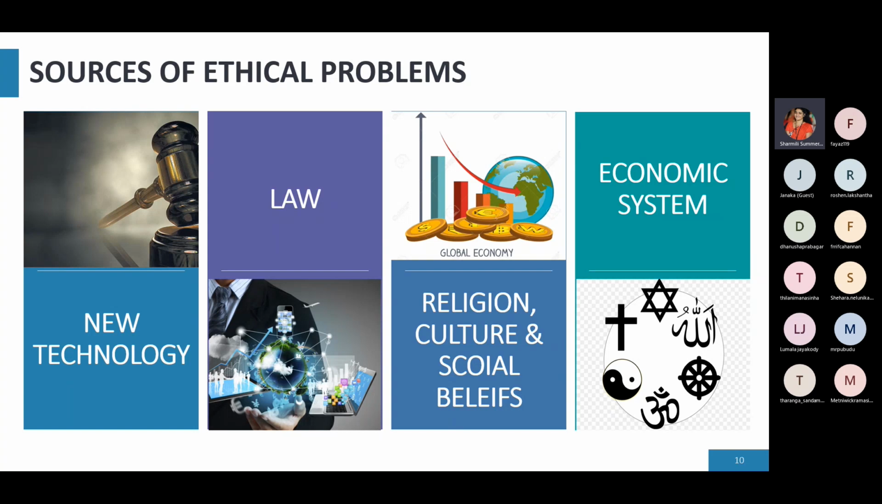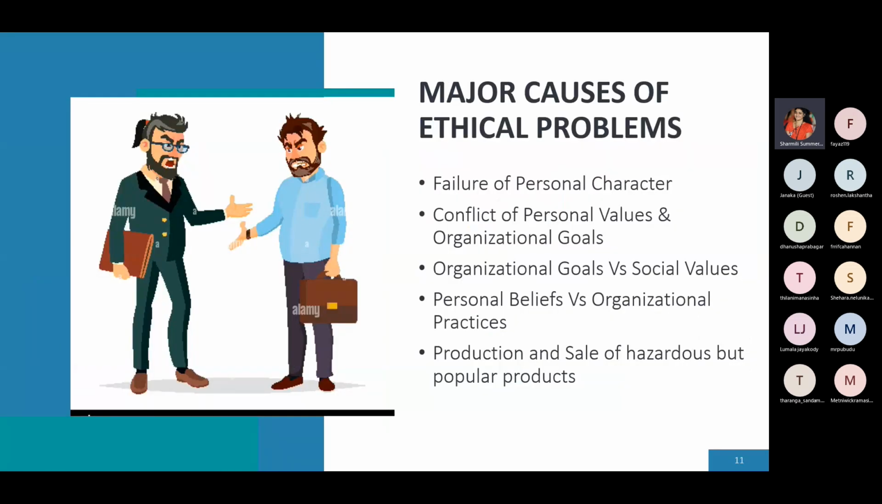So although new technologies provide good, at the same time they provide bad. If it is causing bad, ethical problems will also come. Then, as I already told you, religion. Due to biasing activities related to religion, culture, and social beliefs, ethical problems will come. So these four are the major sources where we can have ethical problems in any work setup. Okay. Sources means the major reasons why we are having these ethical problems in a workplace.